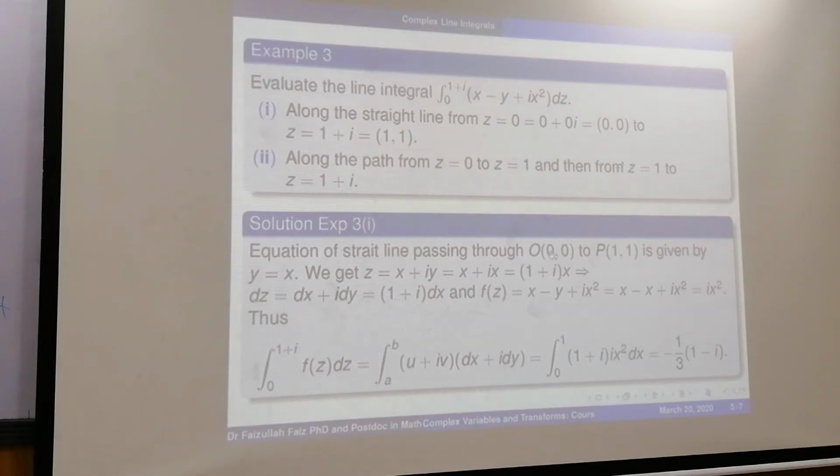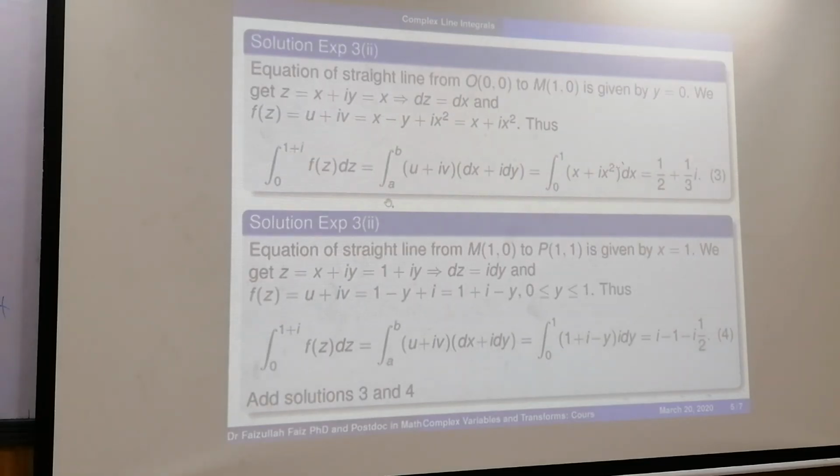Using the method of the previous example, you can obtain a curve which is y equal to x, and if you use the same procedure, you will get that the answer of this problem is minus 1 over 3 into 1 minus iota. But just try this by yourself. And let us see the other part of this example, which says that we have to evaluate the given function along the path from z equal to 0 to z equal to 1, and then from z equal to 1 to z equal to 1 plus iota.